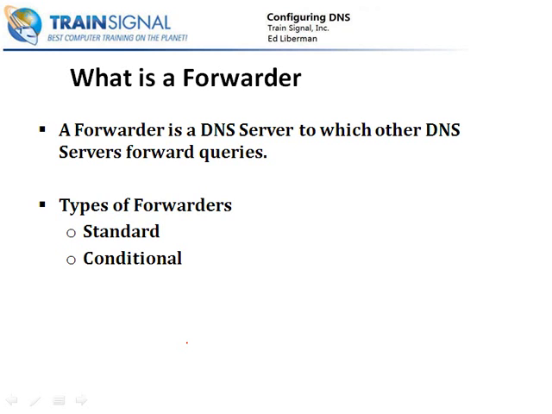So what is a forwarder? A forwarder is a DNS server to which other DNS servers forward queries. Now there's two different types of forwarders, and in actuality there's kind of a third kind here. I'm going to write it in here. If you can read my handwriting, the third one here would be called root hints. Like my nice, slow, sloppy handwriting. We'll take a look at root hints when we go back and look at our server.